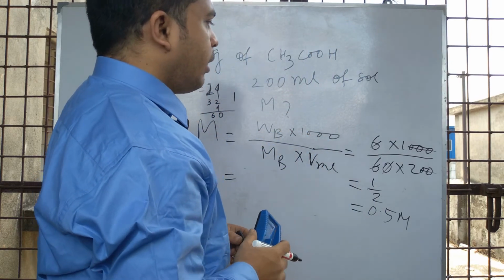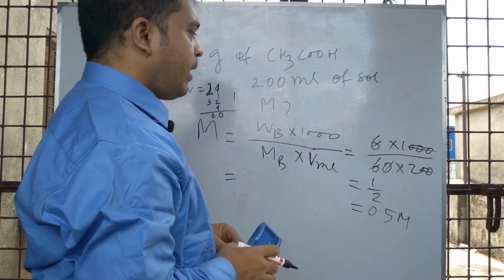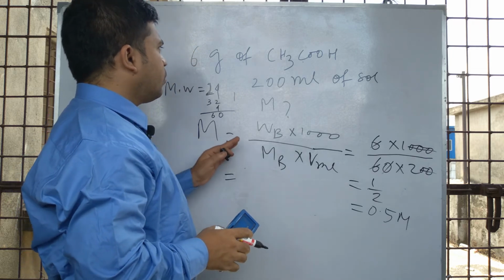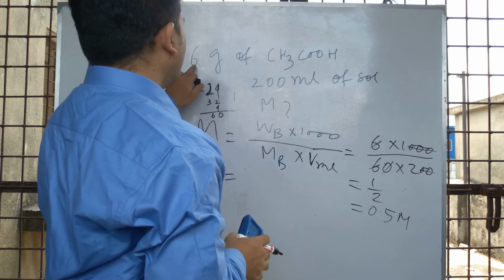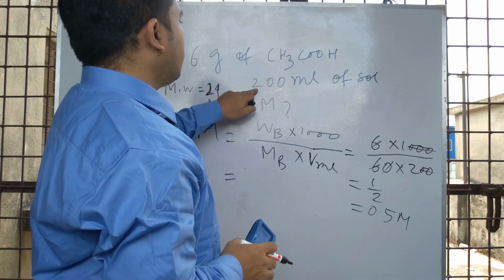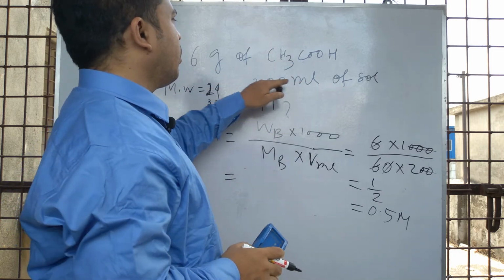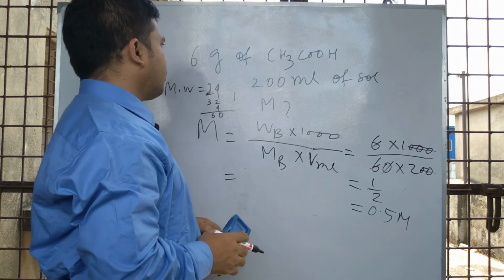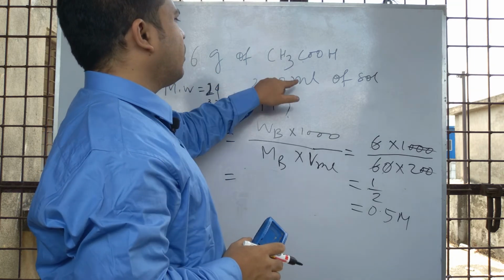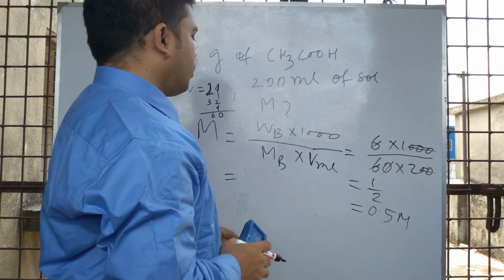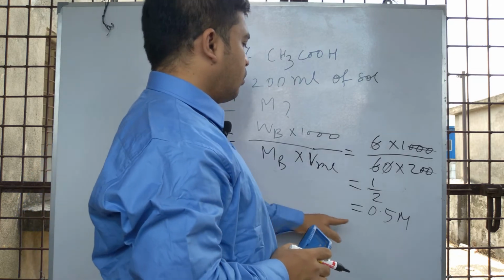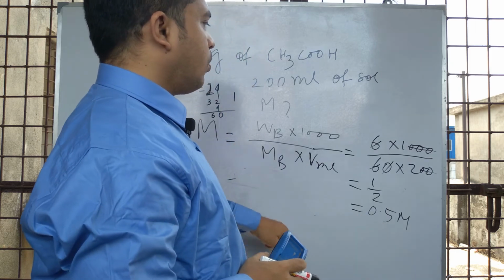We have 1 by 2 and it is 0.5 molar strength, the molarity of 6 gram acetic acid in 200 ml of solution. So this is the calculation for 6 gram of acetic acid. If we make 200 ml of solution, the molarity of the solution is 0.05 molar.